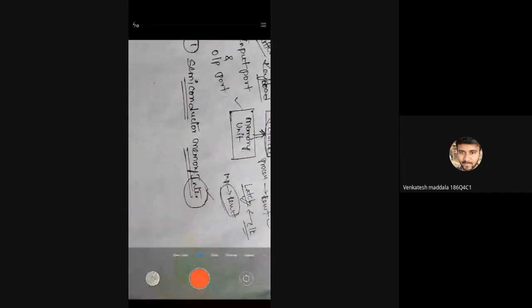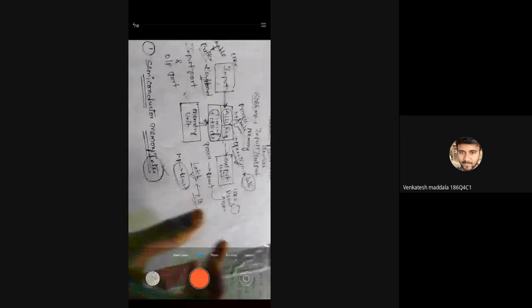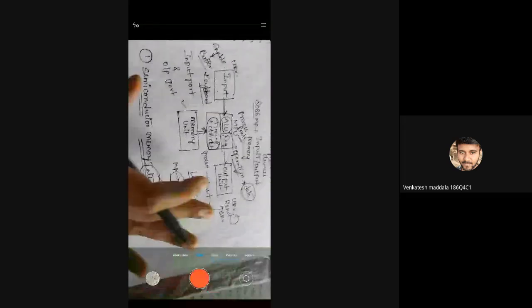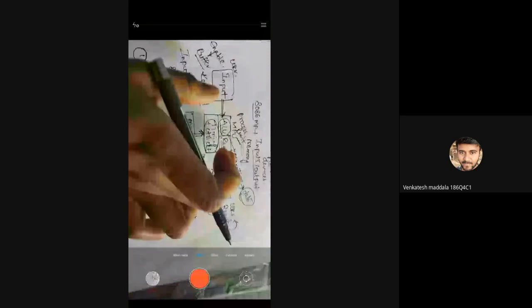You all know about interfacing, so I don't want to repeat it again. It is the process of connecting some devices to the microprocessor.